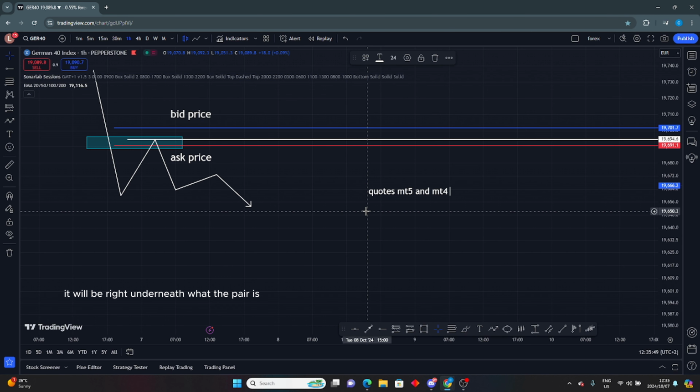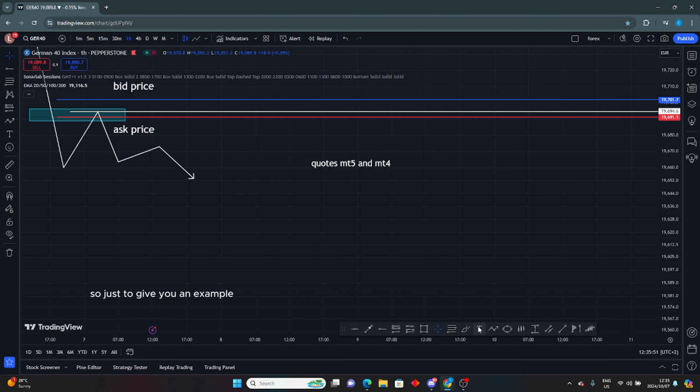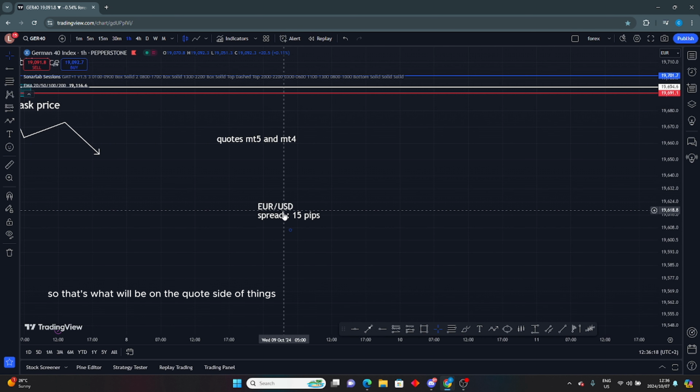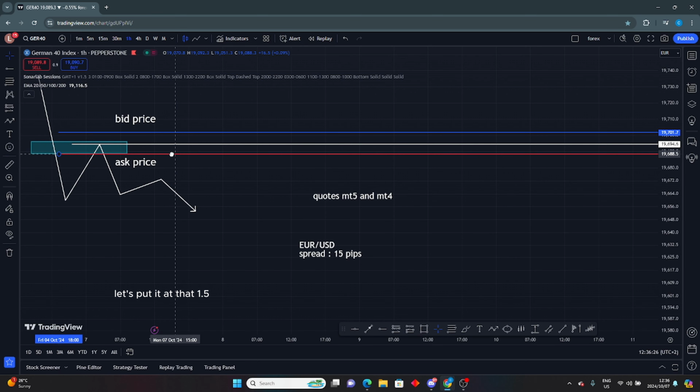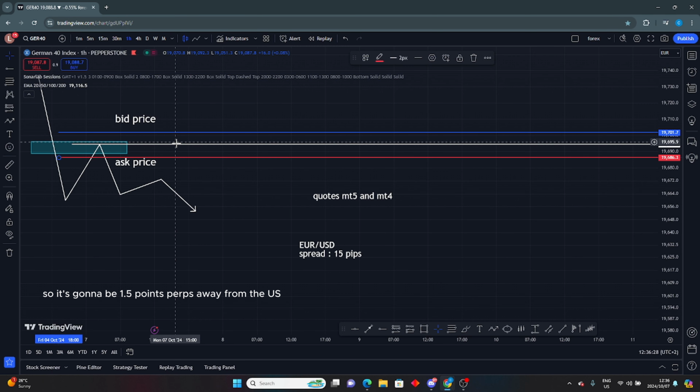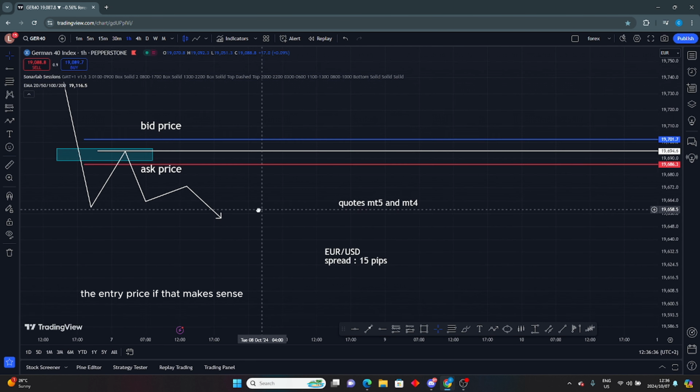It will be right underneath what the pair is. Just to give you an example, EUR/USD will be there, then it will say spread, and it will have, let's say, 15 points. So that's what will be on the quote side of things. And then you can identify that if it's 15 points, that's 1.5 pips away from the entry price, if that makes sense.